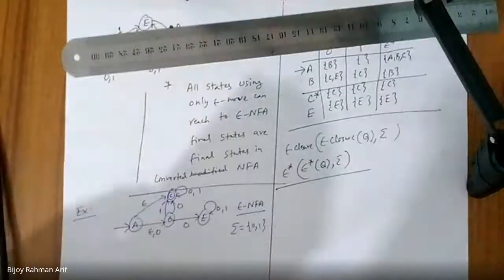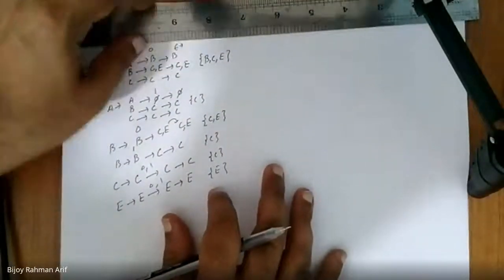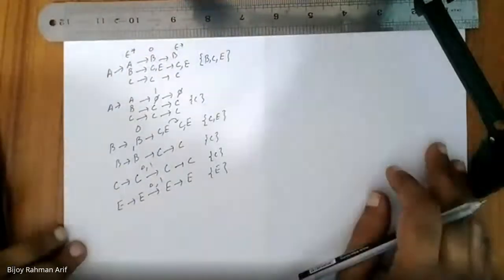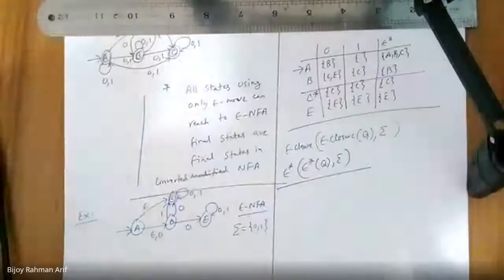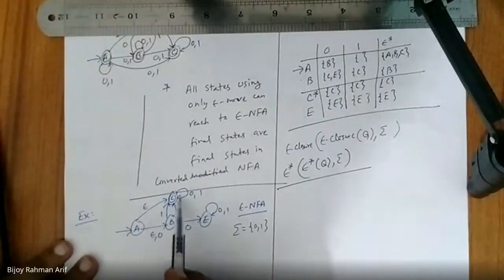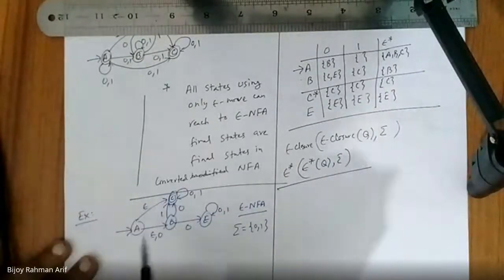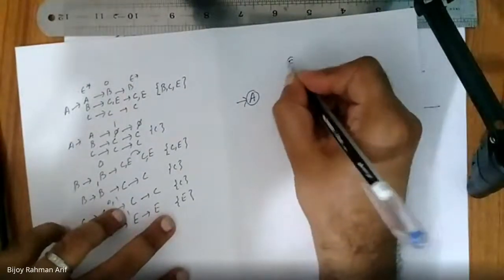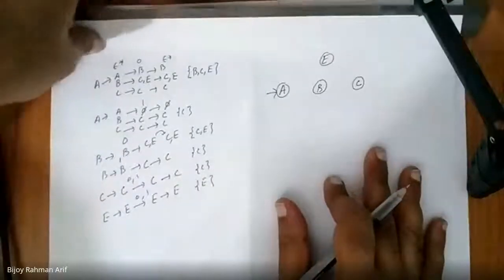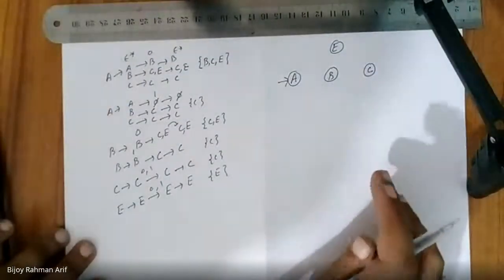Now let's draw the diagram. So what is the diagram? In the original diagram, all states are reachable from A: A to B, B to E, A to C. So in the converted one all these states would be present, and no extra states. So I should have A, B, C, and E. Okay. Now A on 0 should go to BC.